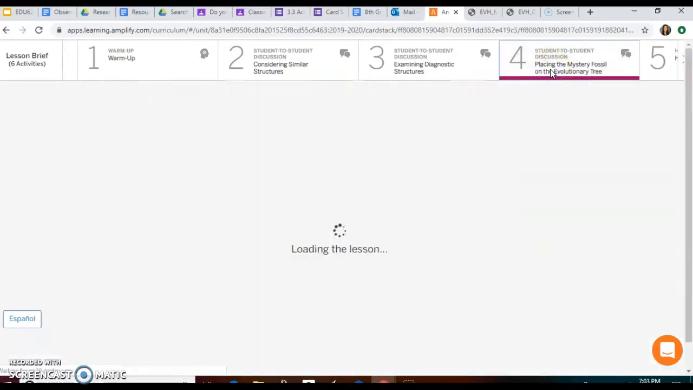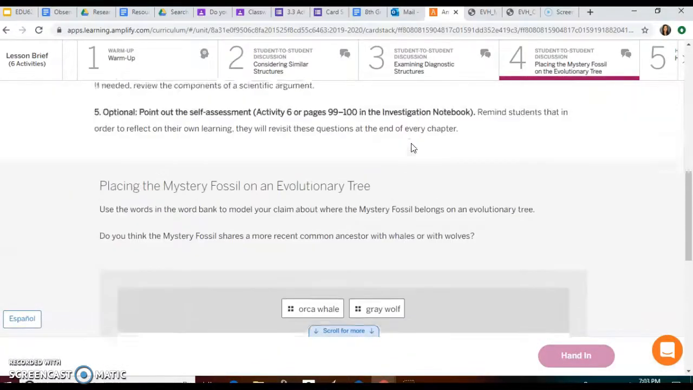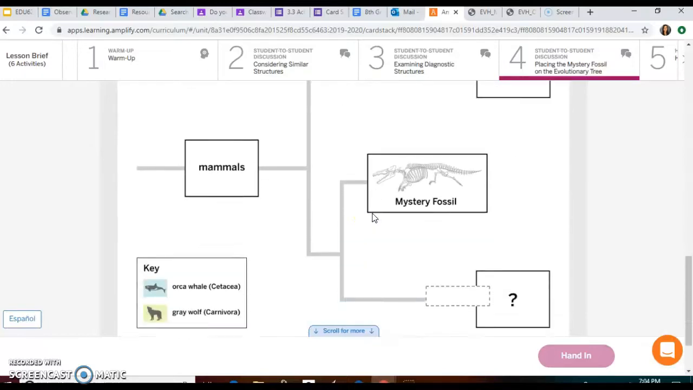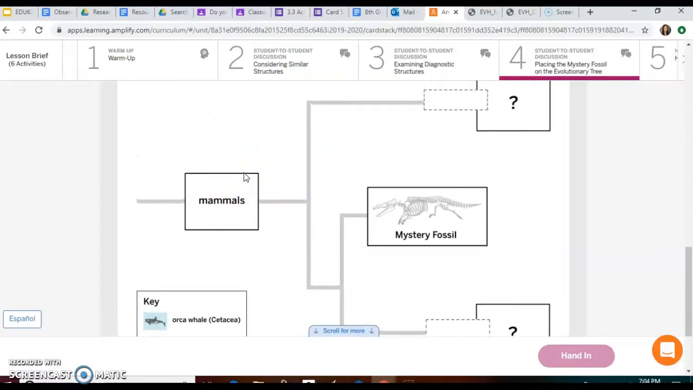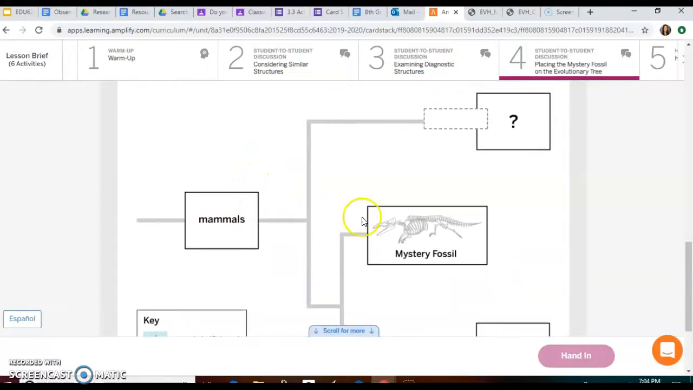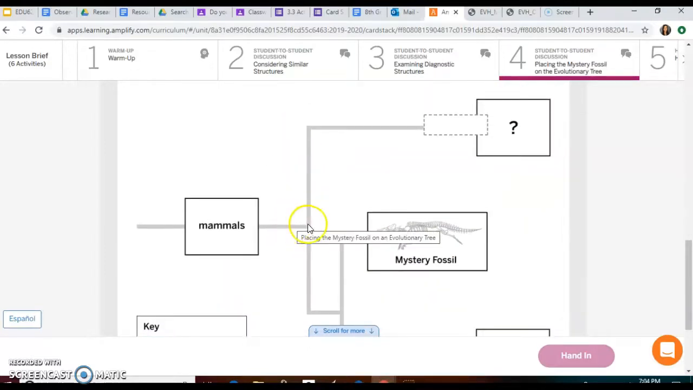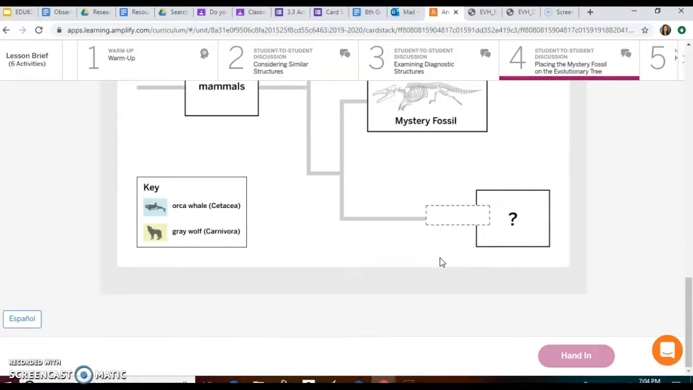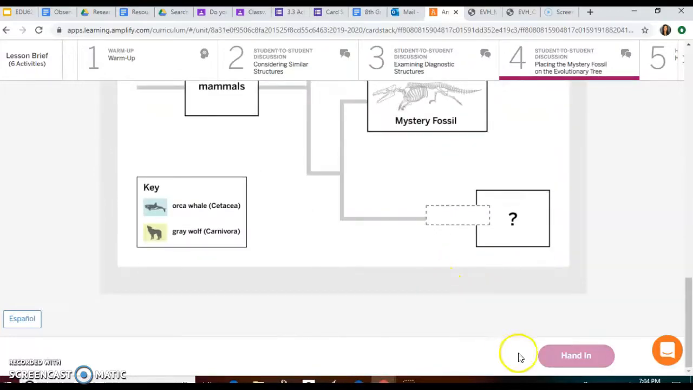So, moving on to activity 4. Down here, you're going to see an evolutionary tree, and there's 2, the whale and the wolf, and they want you to decide where to place them. You can see we have mammals here, which we talked a lot about before, and the characteristics of mammals. And then we have our mystery fossil. Obviously mammals is a key thing, which gave way to our 3 species. So it's up to you to decide where you think it belongs based on all of the things you've been looking at. You can do that and hand that in.